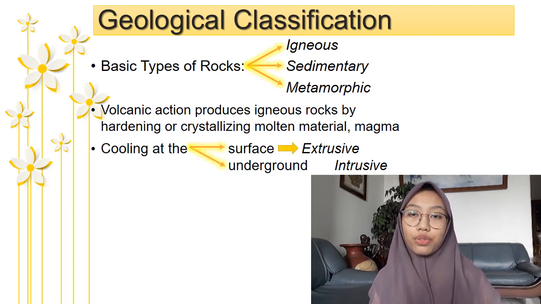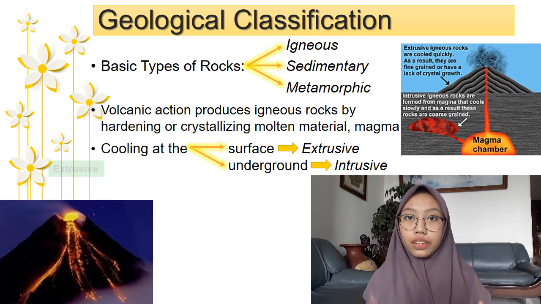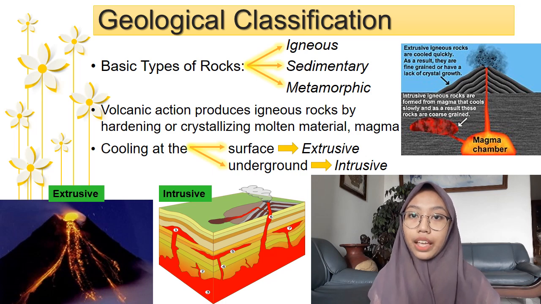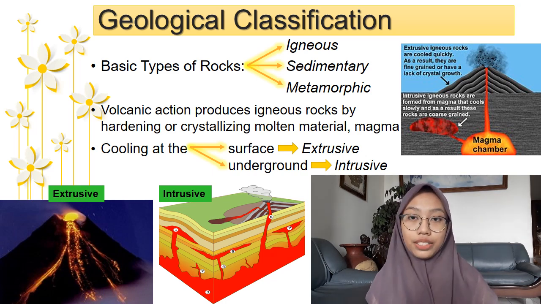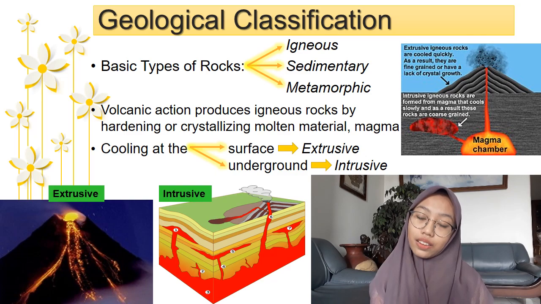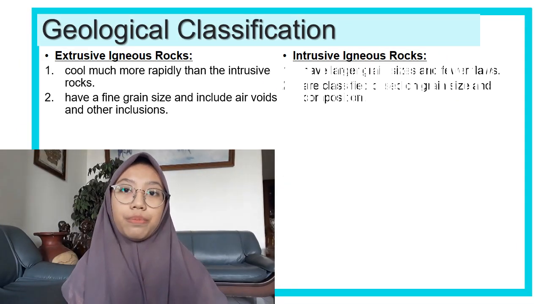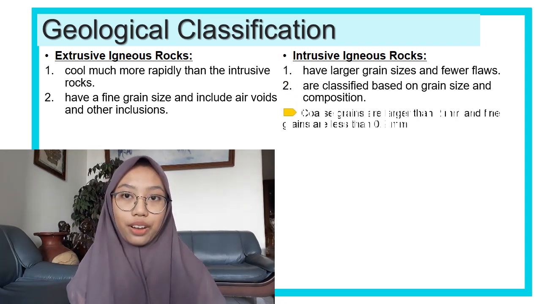Geologists classify rocks into three basic types, which are igneous, sedimentary, and metamorphic. Volcanic action produces igneous rocks by hardening or crystallizing molten material, which is magma. The magma cools either at the Earth's surface, when it is exposed to air or water, or within the crust of the Earth. Cooling at the surface produces extrusive igneous rocks, while cooling underground produces intrusive igneous rocks. In general, the extrusive rocks cool much more rapidly than the intrusive rocks.